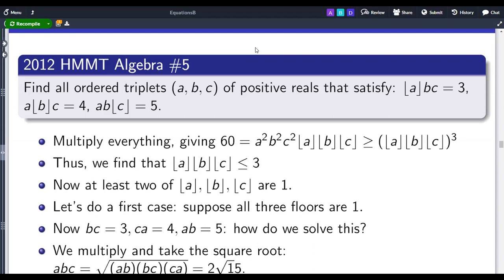Yes. Oh yeah, this is definitely better because this simplifies the casework. If you didn't hear, AB equals 5 means that at least one of A and B is at least 2, right? But we already assumed that the floors of all of them were 1, right? So this doesn't work.